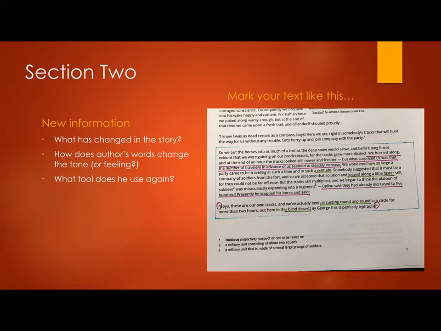Okay, now that you've had a chance to mark your text, we want to answer these questions here with your teacher. What has changed in the story? How does the author's words change the tone or the author's feeling of what's going on now that troubles come into play? And again, what tool does he use to give us insight into what these characters are thinking or what they are feeling? So go ahead and answer these questions with your teacher.